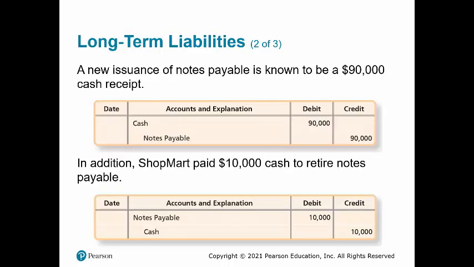So these are the journal entries, and we can see that when we would have acquired or issued the notes payable, we would have received cash of $90,000. When we paid off $10,000 of notes payable, that would have involved using cash. So we would have debited notes payable and credited cash.